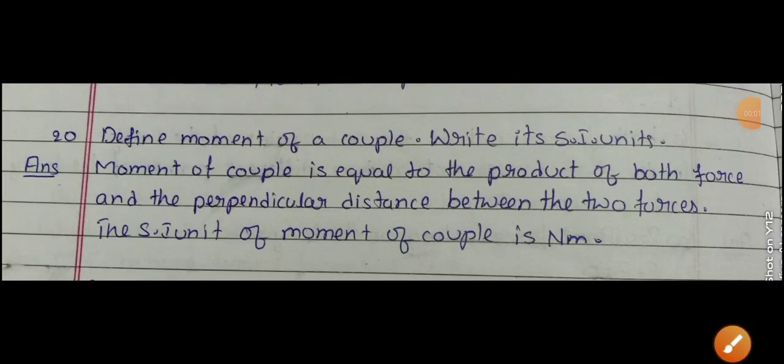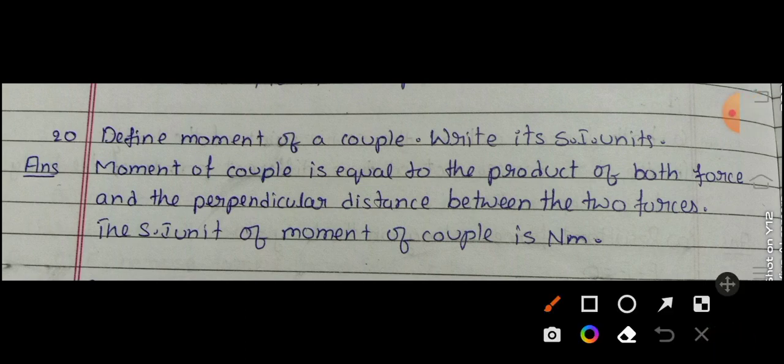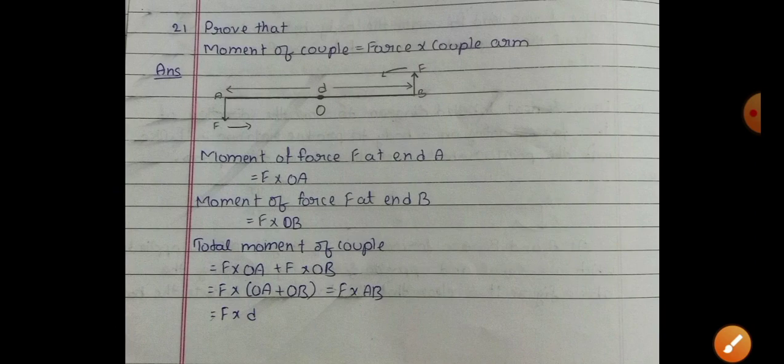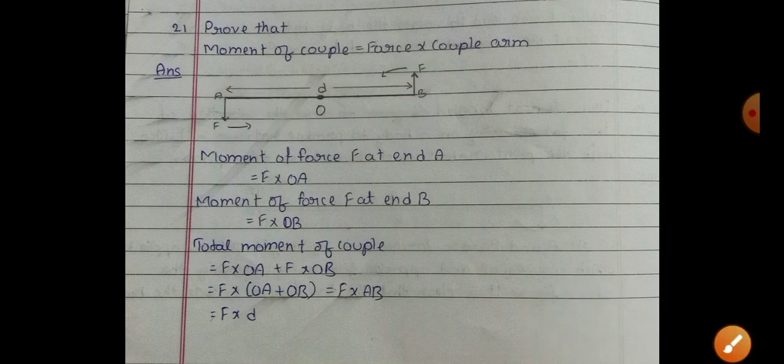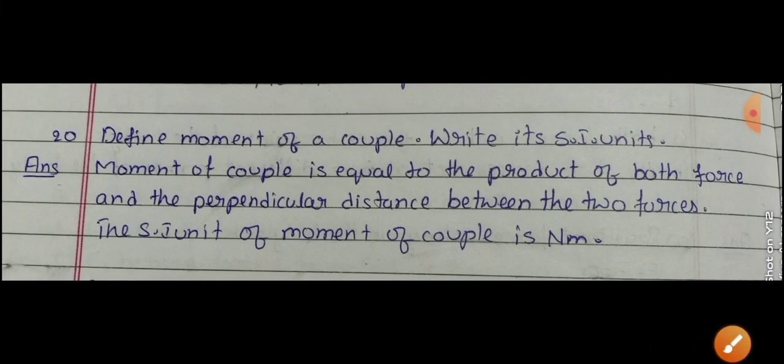Okay, actually I forgot to read question number 20. So before the 21st, I must read the 20th question. Then only you can understand it: define the moment of couple. Write its SI unit. So what it says, the moment of couple is equal to the product of either force, the both forces being equal, and the perpendicular distance between the two forces. This is the perpendicular distance between these two forces. And the SI unit for this is obviously Newton meter.